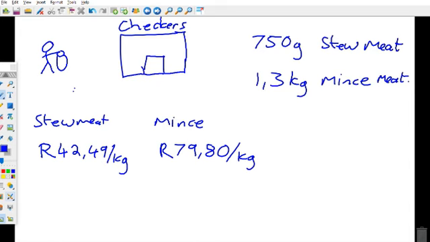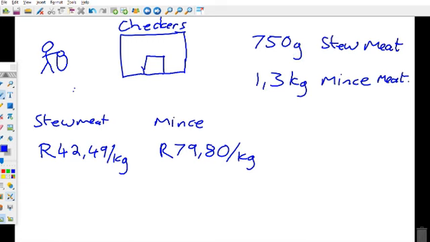So when we have to work this out, your mom's given you 100 Rand, and we have to work out if we can afford it or not, or if we have to go back home. So we're trying to work out the cost. For the stew meat, it is 42 Rand and 49 cents per kg. And for stewing mince, 79 Rand and 80 cents for 1 kg. So we have 750 grams of stewing meat.